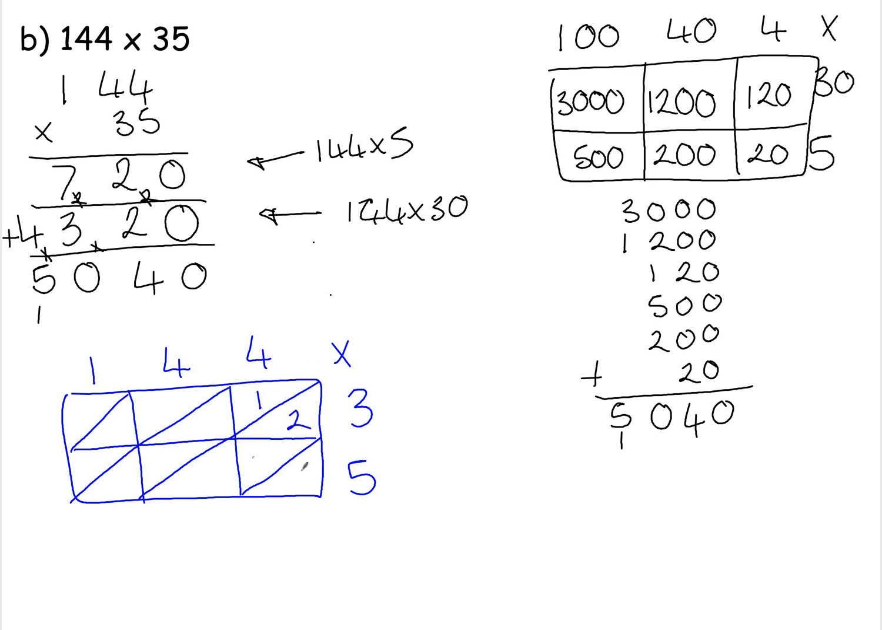4 times 5 is 20, put the 2 there, the 0 there. 4 times 3 is 12, put the 1 there, the 2 there. 4 times 5 is 20, put the 2 there, the 0 there. 1 times 3 is 3, 0 there, 3 there. 1 times 5 is 5, 0 there, 5 there.